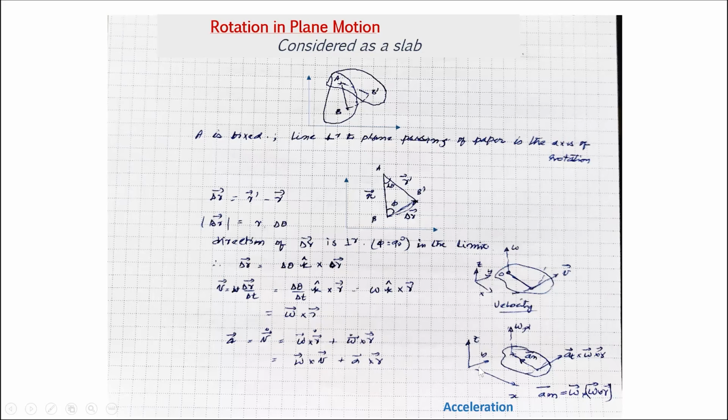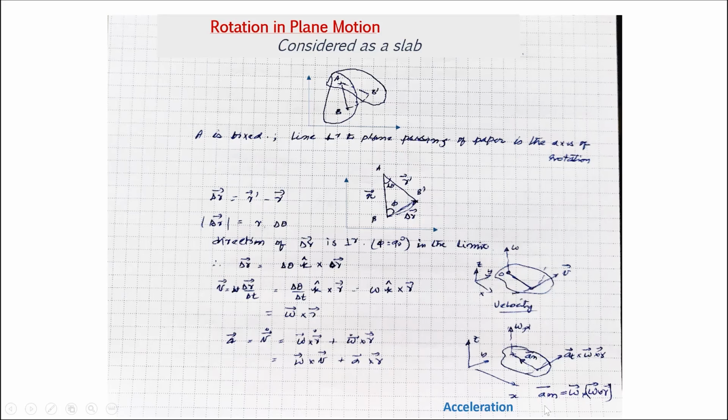So what are these two components? You can see that this is alpha cross r, similar to omega cross r. If you think that this is A, this is B, then it is in the tangential direction, perpendicular to the radial line.